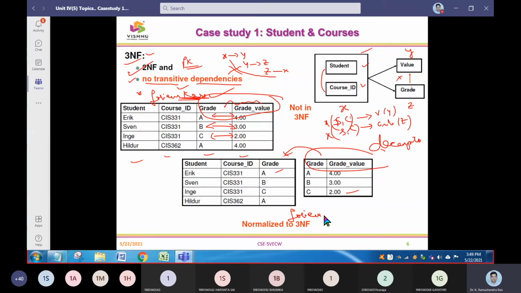You are going to put a foreign key. Now grade is assumed as the primary key in table 2, and in table 1, it is assumed as a foreign key. And of course, we are right now assuming student name is going to be the primary key of the table. So in this way, we decompose the table and we created a foreign key relationship, and we eliminated duplicacy also.